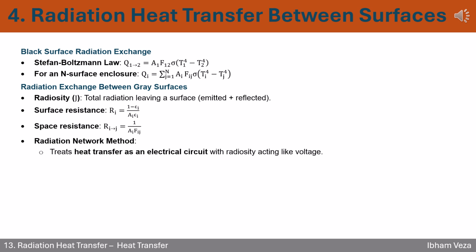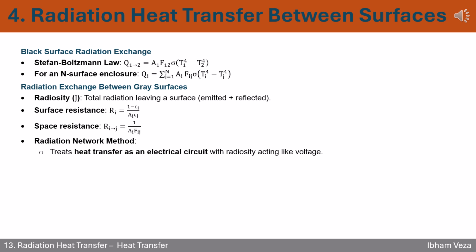But most real-world surfaces aren't perfect. They are gray, meaning they reflect some radiation. This is where the concept of radiosity comes in, which is simply the total radiation leaving a surface, both emitted and reflected. To solve these problems efficiently, we introduce the idea of surface resistance and space resistance. Surface resistance depends on how emissive the material is, while space resistance depends on the view factor between surfaces.